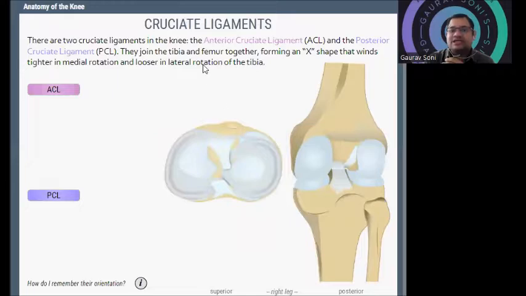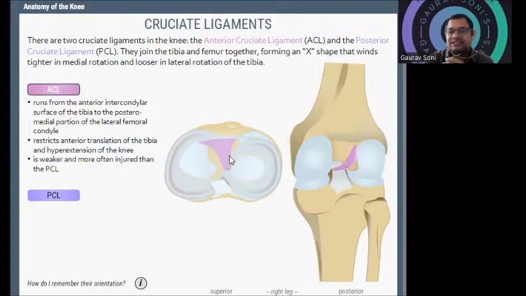First of all, the cruciate ligaments. These are two in number, as I told you: the anterior cruciate ligament, called the ACL, and the posterior cruciate ligament, called the PCL. They join the tibia and femur together, forming an X shape that grows tighter in the medial rotation and loose in the lateral rotation of the tibia. This is the ACL, which runs from the anterior intercondylar surface of the tibia to the posterior medial surface of the lateral femoral condyle. It restricts the anterior translation of the tibia and hyperextension of the knee. It is weaker and more often injured than the PCL. Remember, it is the one which is more often injured, especially during sports injuries.